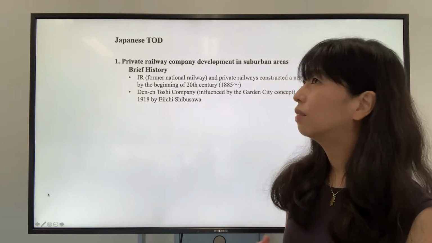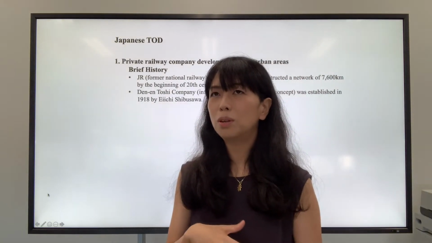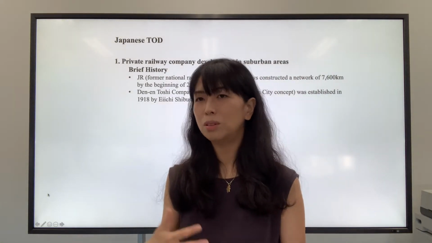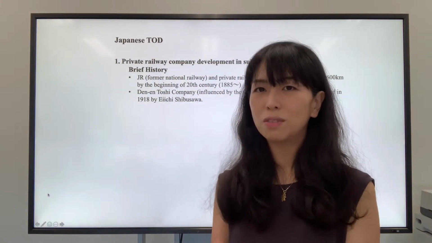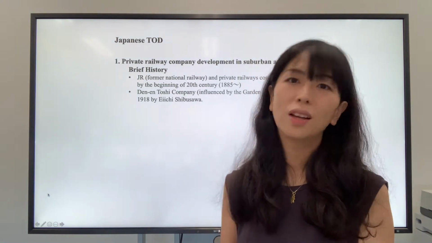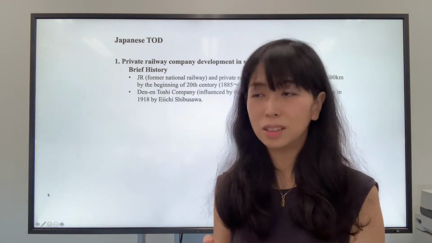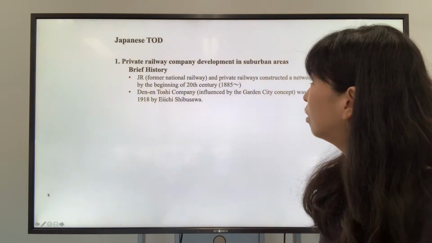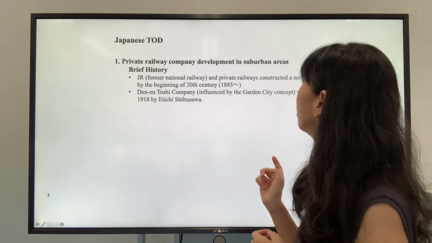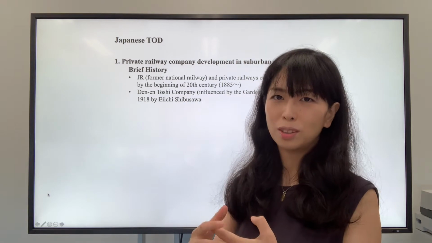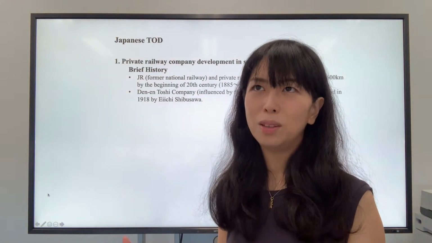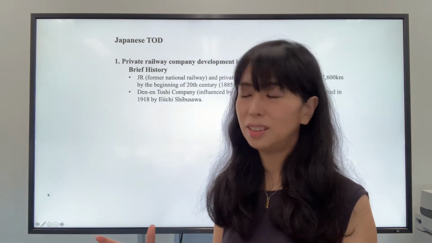And of course, at the very, very beginning, it was more about freight, and it wasn't really about the passenger. But eventually, because of the convenience that it has in terms of mass transportation system, both the JR and the private railway companies started to construct a lot of different stations within the city areas.